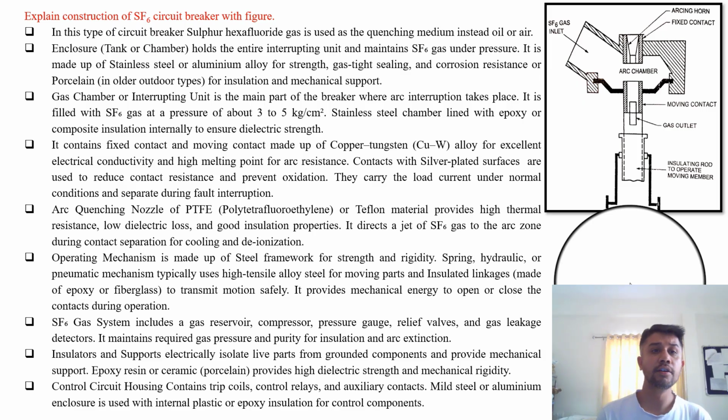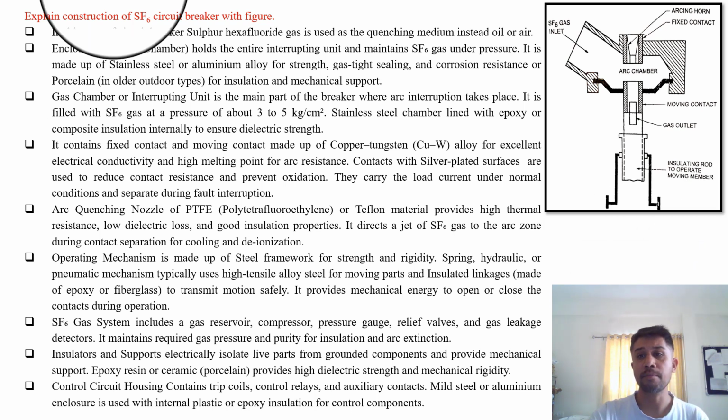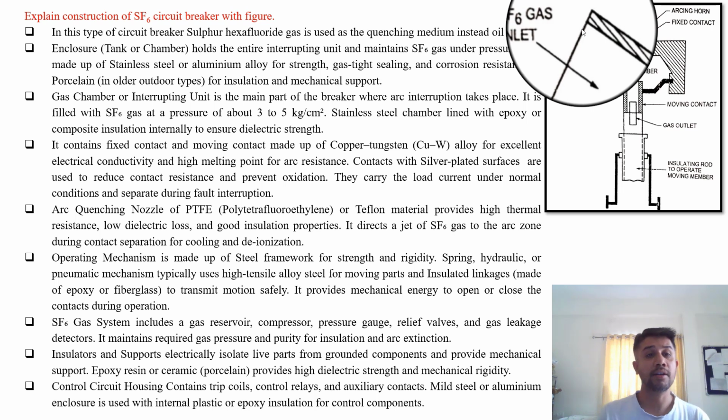Explain construction of SF6 circuit breaker with figure. So in this type of circuit breaker, sulfur hexafluoride gas is used as the quenching medium instead of oil or air. The enclosure, that is tank or chamber, holds the entire interrupting unit and maintains SF6 gas under pressure. It is made up of stainless steel or aluminum alloy for strength, gas tight sealing and corrosion resistance, or partially porcelain in older outdoor type SF6 circuit breakers for insulation and mechanical support purpose.